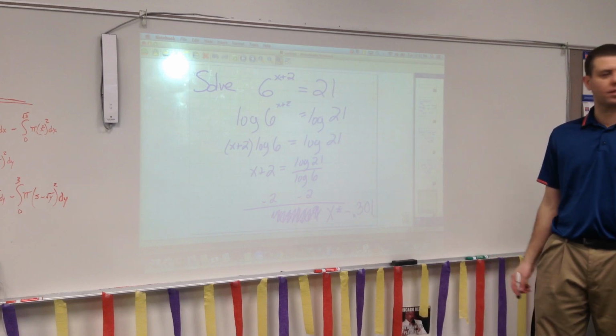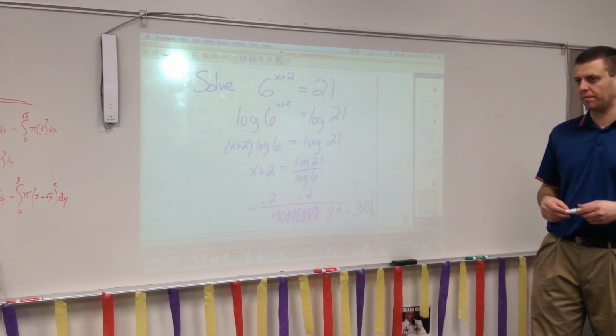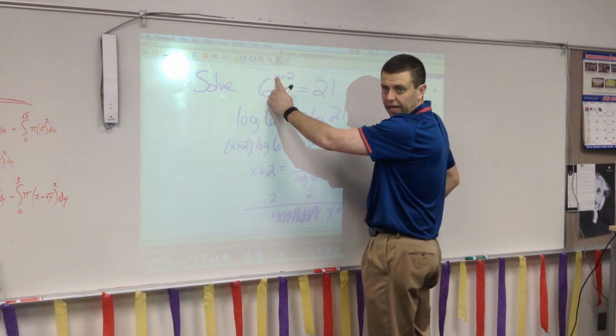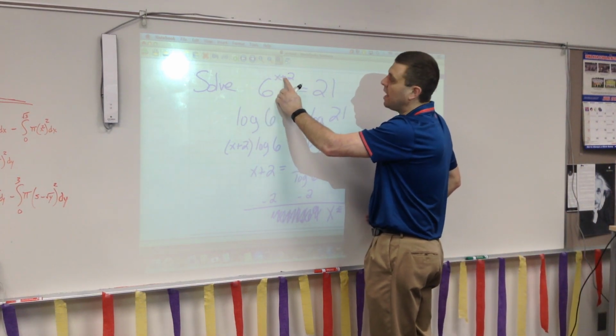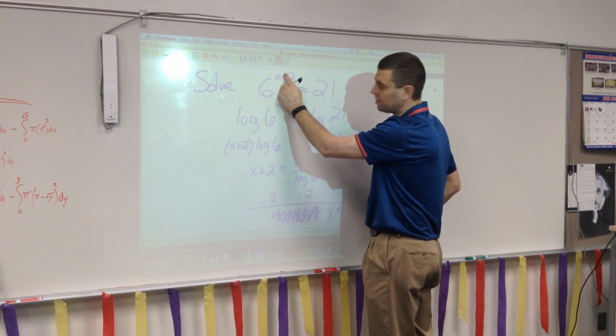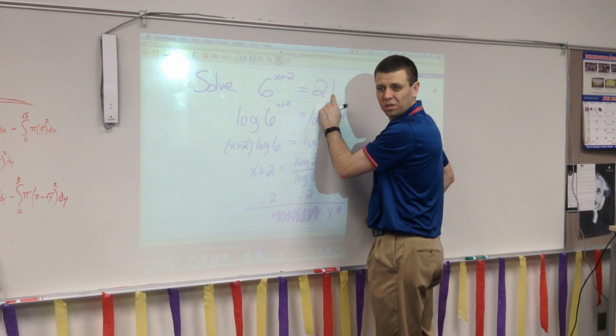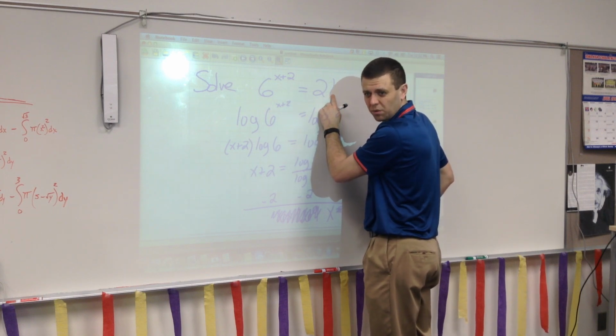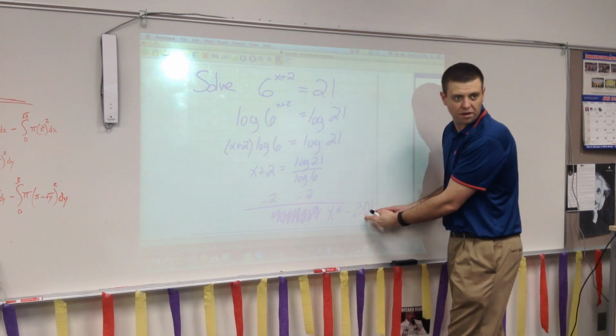Alright, so approximately negative 0.301. You could always substitute it back in: take negative 0.301, add 2, get that answer, take 6 raised to that answer, and hopefully it equals really, really close to 21. Why would it not be exactly 21? We rounded right here.